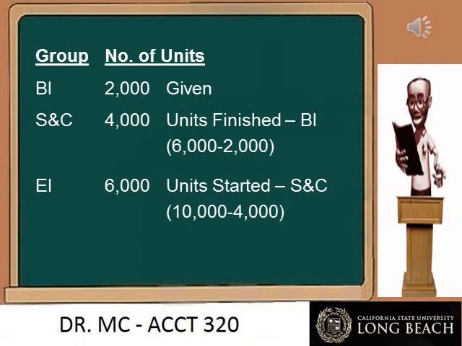In addition, you know that 10,000 units were started and those units are made up of the started and completed units as well as the ending inventory. So, you know of the 10,000 units that were started, 4,000 units were started and completed and the remaining 6,000 units were in ending inventory.